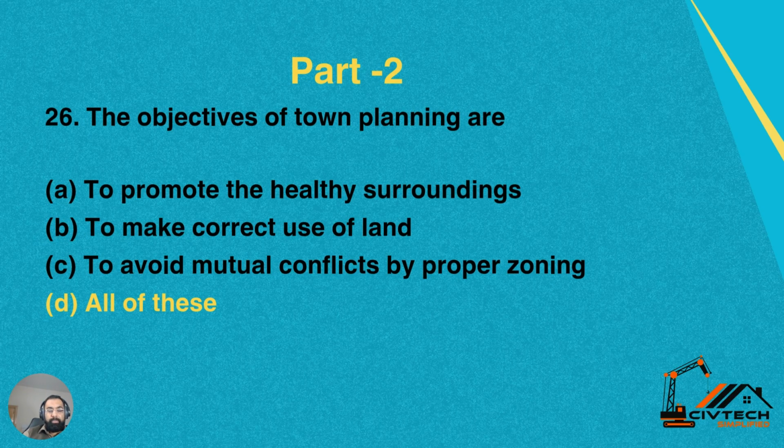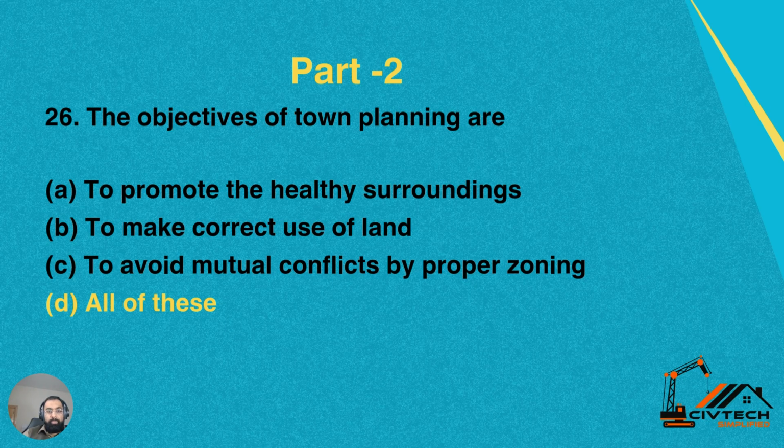We are starting part 2 with question number 26. In part 1, we have already discussed questions 1 to 25. Question number 26: the objectives of town planning are: A, to promote healthy surroundings; B, to make correct use of land; C, to avoid mutual conflicts by proper zoning; and D, all of these.